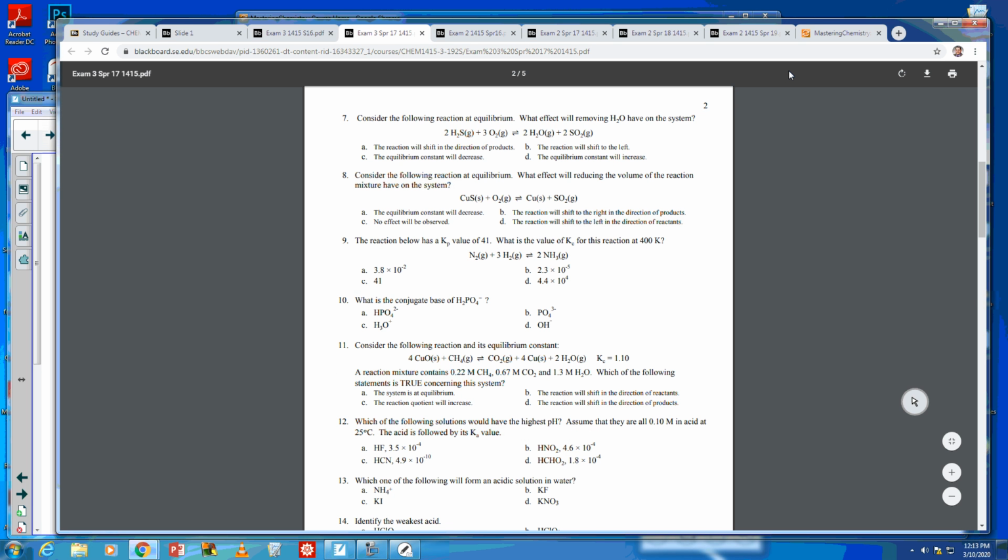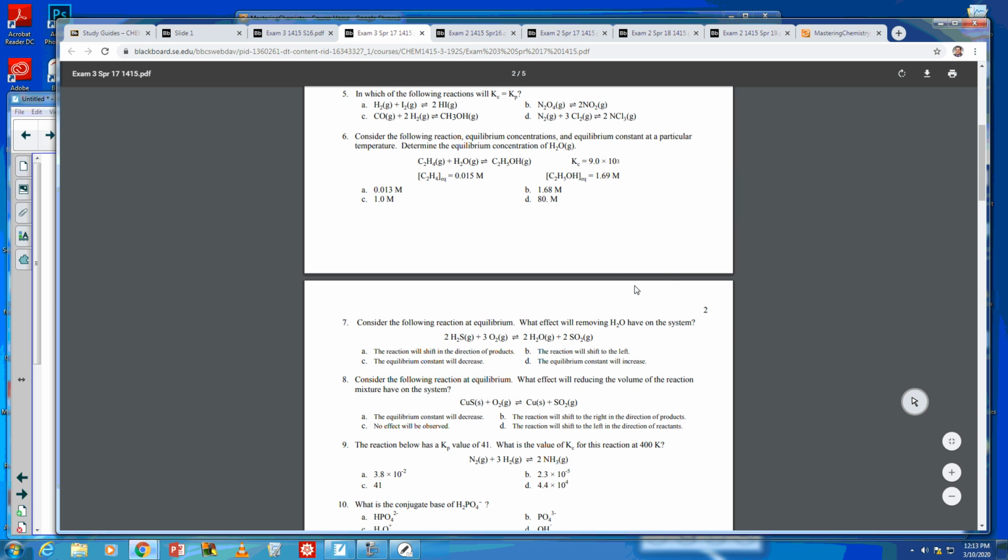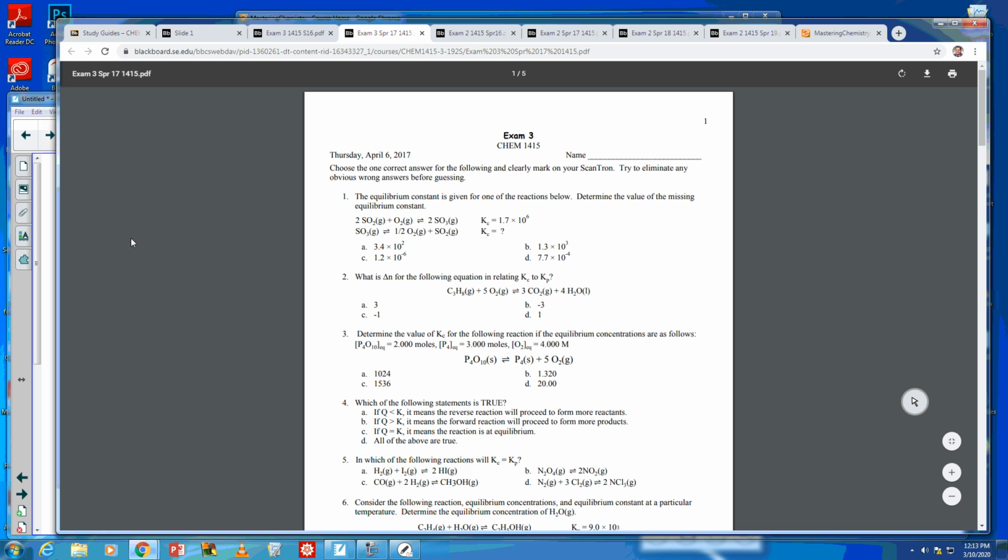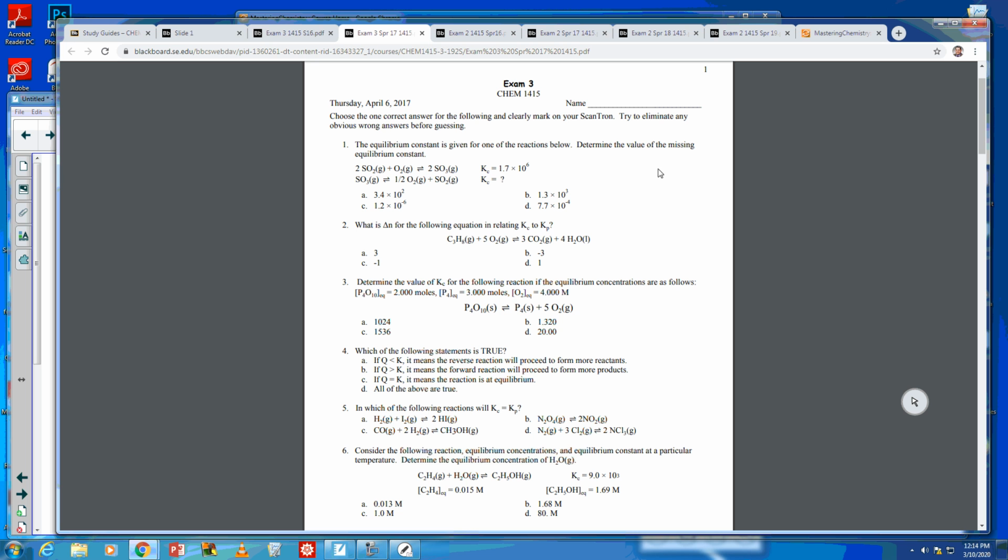Okay, what else? Make sure that you review a K sub C to K sub P conversion. If you look at all the old tests, you're going to see some questions like doing that. And it seems so simple, you forget. Make sure you work 1 or 2 on the old tests so you know how to use it.